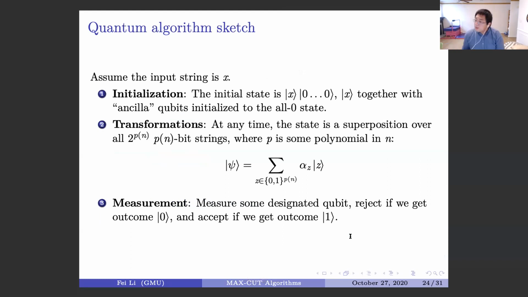So I have 15 minutes or so to introduce the last quantum algorithm. I'm going to introduce the last algorithm dealing with the max-cut problem on quantum computers.